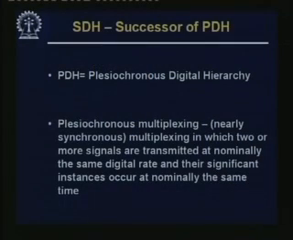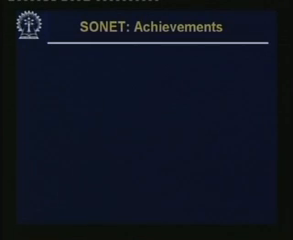So, in PDH multiplexing, two or more signals are transmitted at nominally the same digital rate and their significant instances occur at nominally the same time. Okay. So, this was PDH.